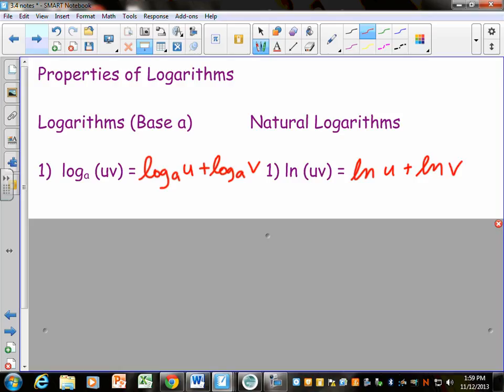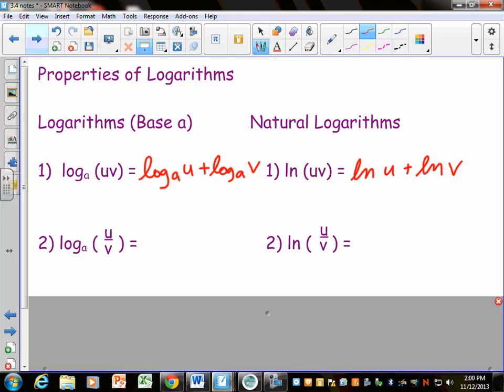And most of your homework today is either breaking it up into this, or it's already broken up and you're putting it back together. So we got 3 big properties here. Multiplication breaks up as addition. Division, think about the rule for dividing exponents. What do we do when we divide exponents? We subtract. So when we see division in a logarithm, we can break that up as subtraction. So we could write this as log base a of u minus log base a of v, or ln of u minus ln of v.